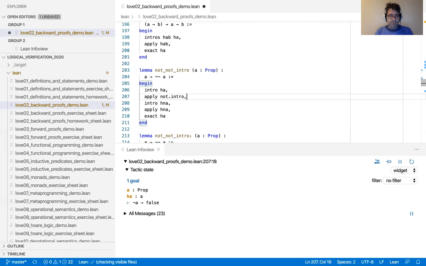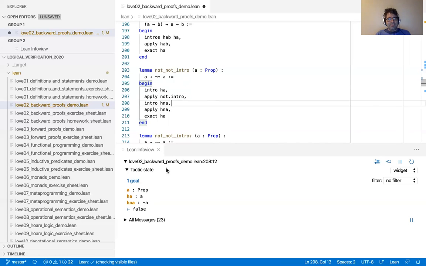Okay. At this point, what are we doing here? Intro, all right. So here we have an implication. So we do an intro to move that part to the hypothesis. And at this point we have A and not A. And we want to prove false, right? So we have A and not A, we want to prove false. That should definitely be false, but how do we do it in Lean?